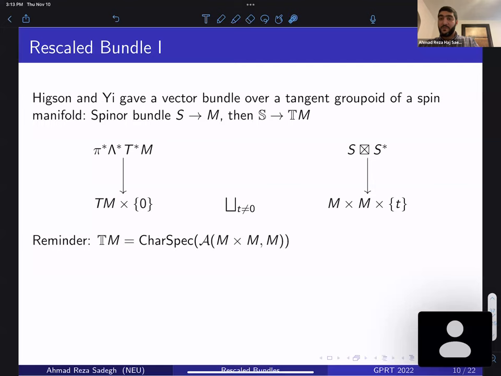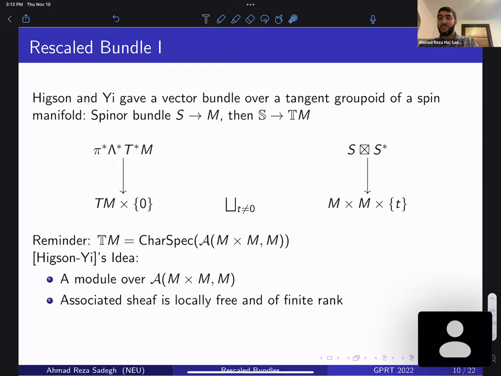I want to again remind you that this tangent groupoid is a deformation to a normal cone and is identified with the character spectrum of the Rees algebra of the embedding of M inside M times M diagonally. The idea of Higson and Yi to define this bundle was completely algebraic. They defined a module over this Rees algebra, and they showed the associated sheaf with this module is locally free and of finite rank. That is enough for us to know that it's a smooth vector bundle. So that was their method.